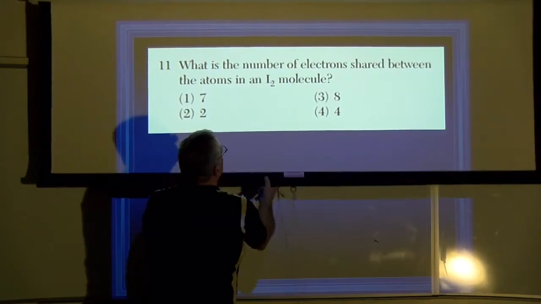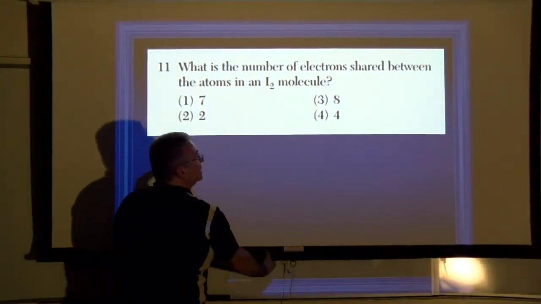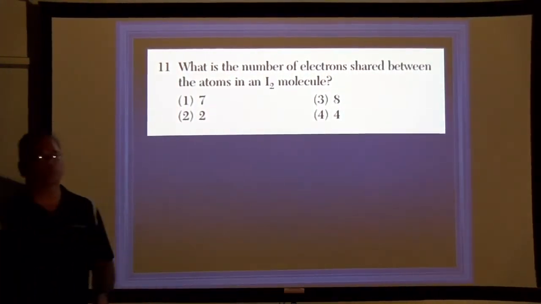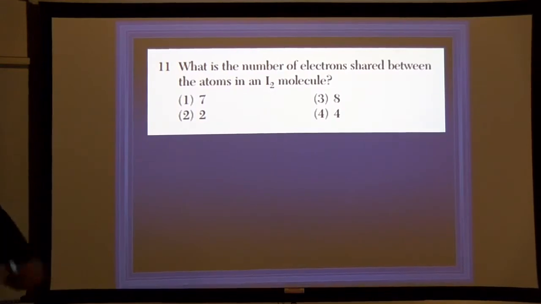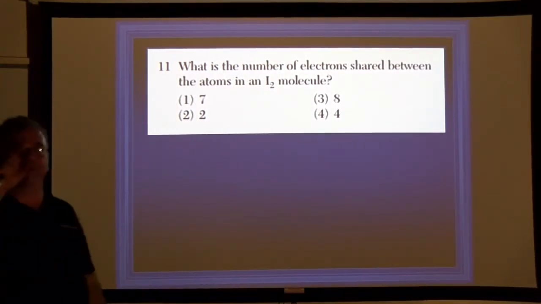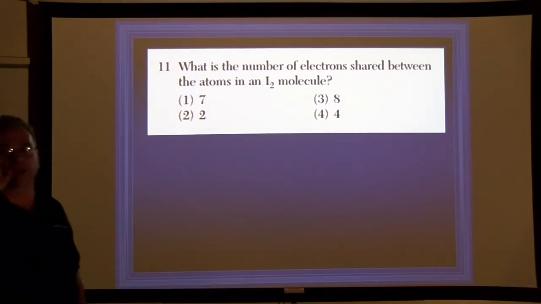What is the number of electrons shared between 2 atoms in I2? So you have to draw the Lewis dot structure for iodine first. Iodine has 7 valence electrons. And how do I know that? I go to the periodic table, I look at the Bohr configuration, look at the last digit, it says 7. Draw 7 dots, 1 on each side.